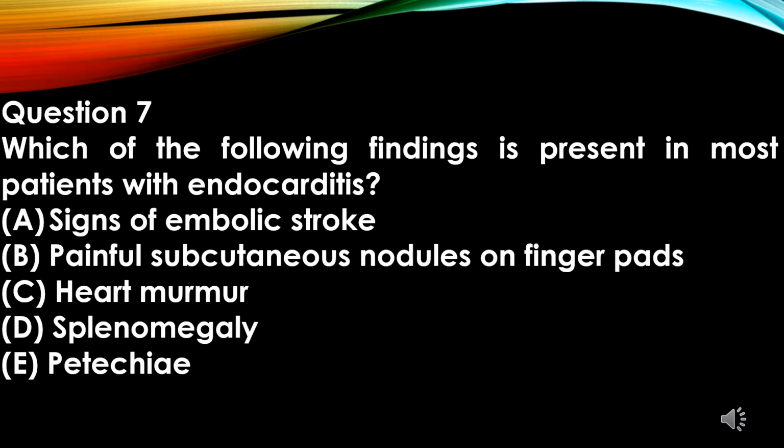Question 7. Which of the following findings is present in most patients with endocarditis? A. Signs of embolic stroke. B. Painful subcutaneous nodules on finger pads. C. Heart murmur. D. Splenomegaly. E. Petechiae.